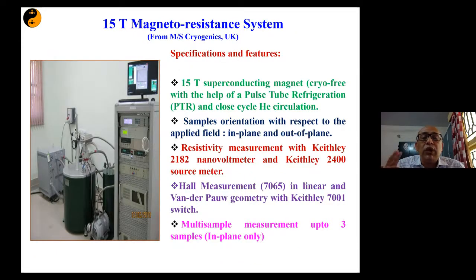Then we have two specific equipments. One is this MR system, a 15 Tesla MR system, and then one split magnetometer. Both of them are used for low temperature research, and our collaborators in IGCAR as well as our own UGC science faculty, Dr. Sujay Chakravarti, use them extensively, and this has given us wonderful output and results. Now we are in the process of maybe going in for a physical property measurement system in the near future.